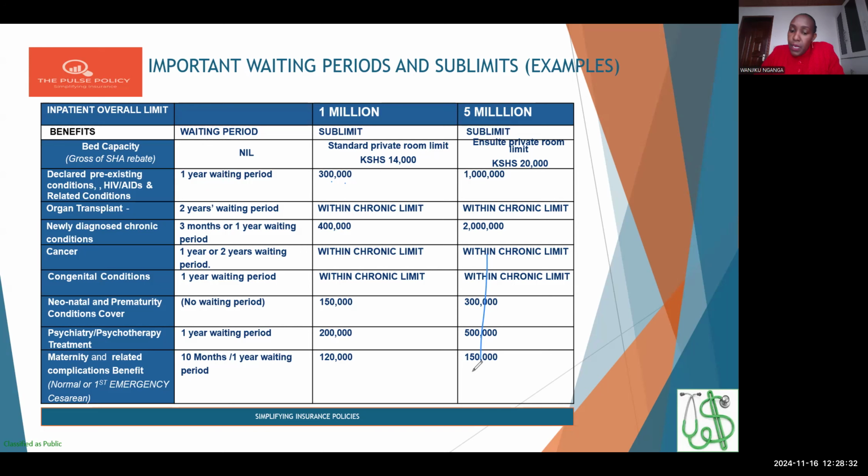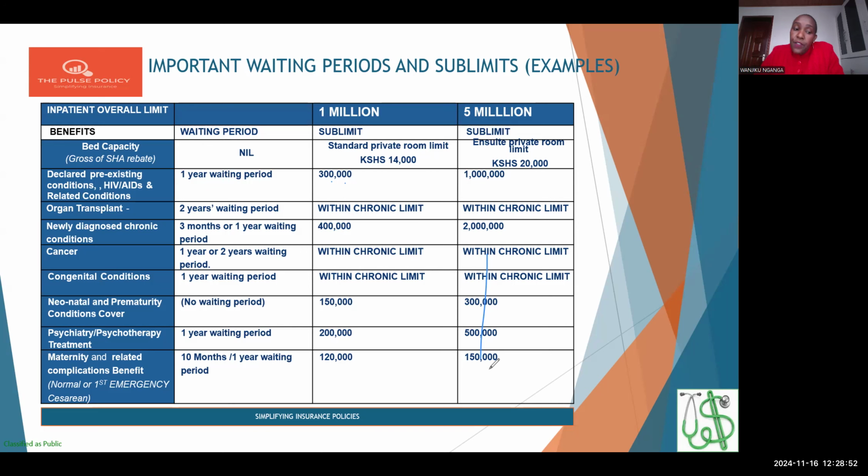What does this sublimit mean in maternity? It means if you are admitted, for example, for delivery, and you go for a CS, and your limit is 150,000, and you go to a hospital whereby they're going to charge you 300,000 for that delivery. Please note you're going to pay the difference. The insurance company is going to pay up to the sublimit.